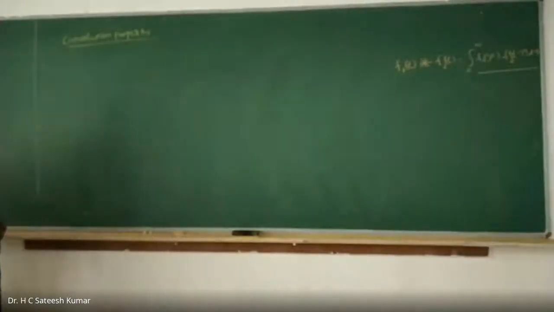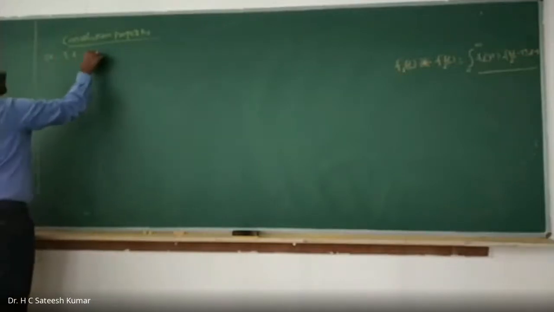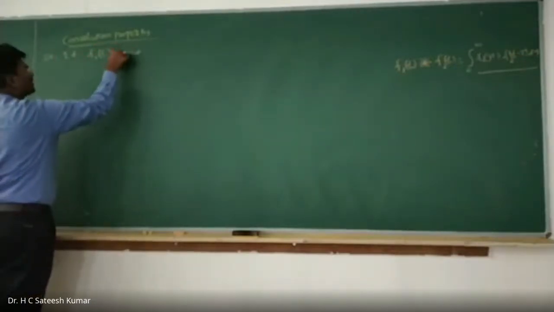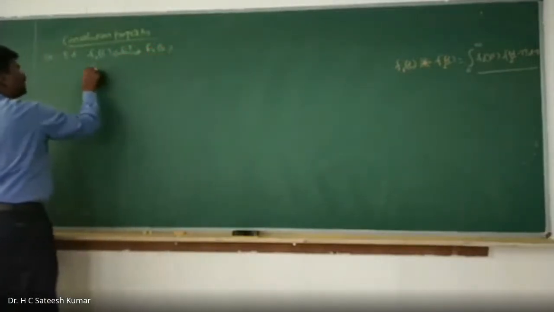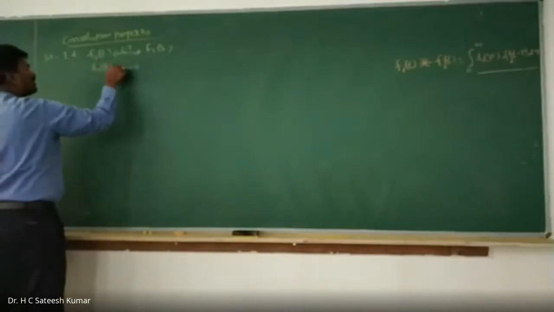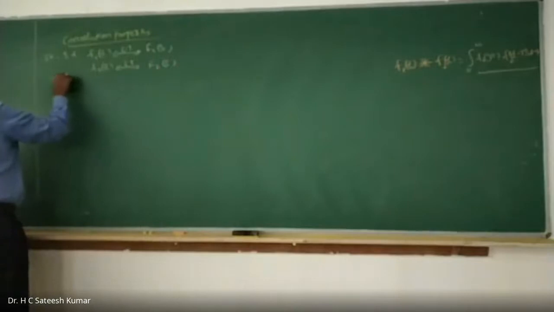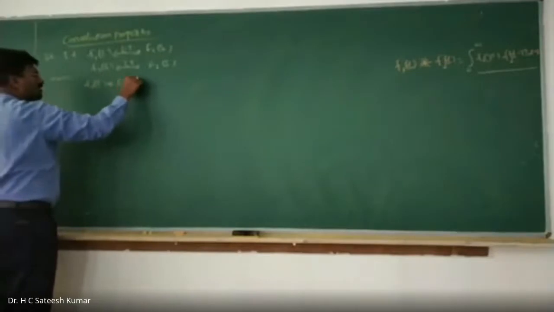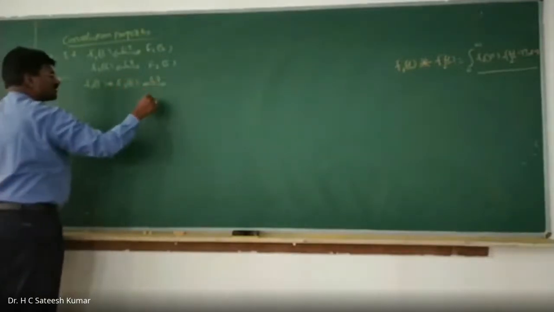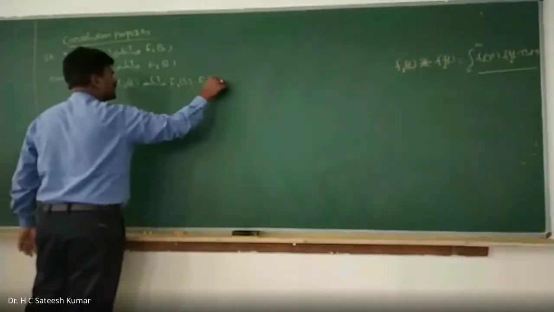Now, what does this convolution property say? That is the definition of the convolution. Statement: if f1 of t has Laplace transformation F1 of s, and f2 of t has Laplace transformation F2 of s, then f1 of t convolution with f2 of t has Laplace transformation F1 of s into F2 of s.